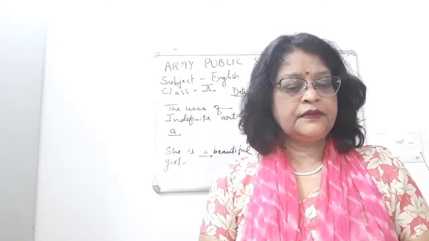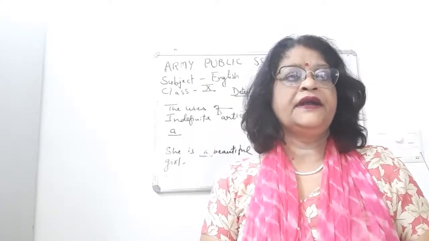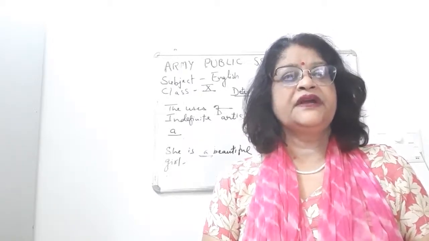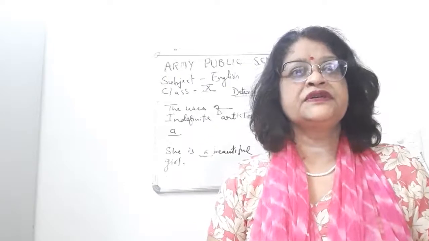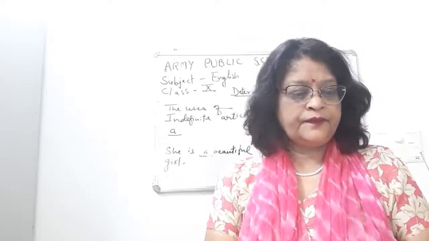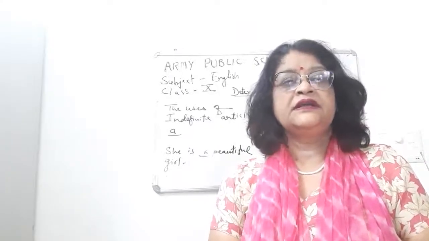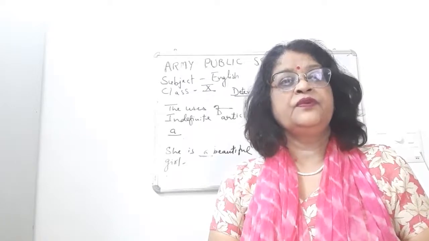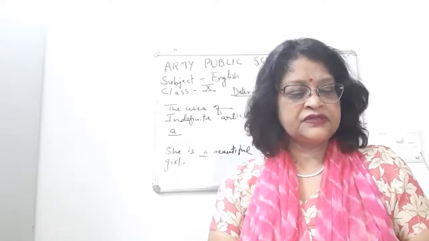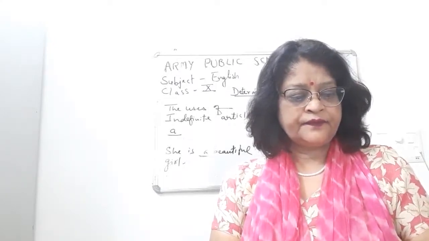Like, this is a unique idea. Idea is a noun here and unique is an adjective. So this is a unique idea. Now, Kolkata is a big city. Again, city is a noun, big is an adjective, and a is used here as an article.